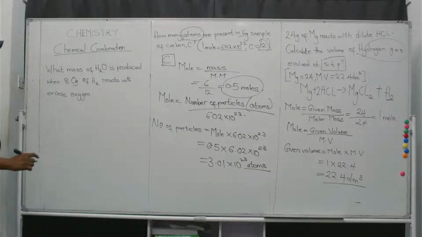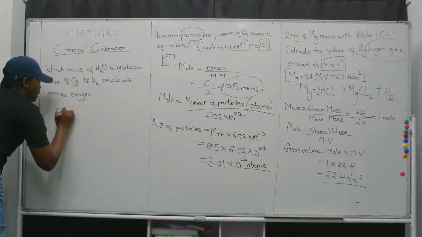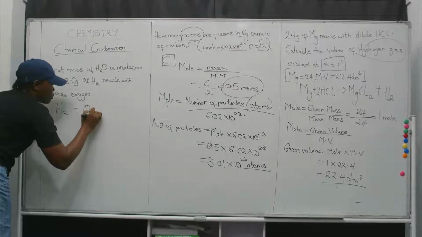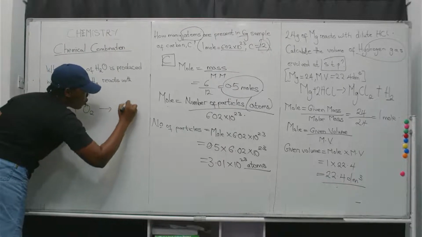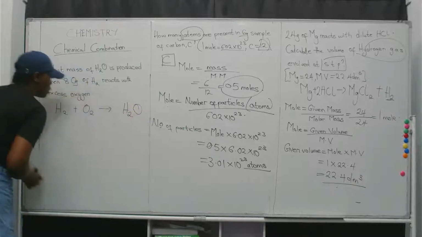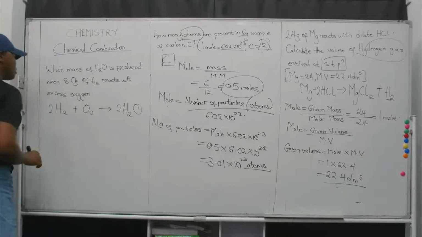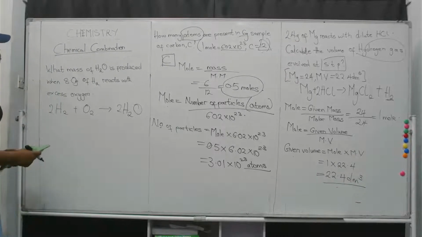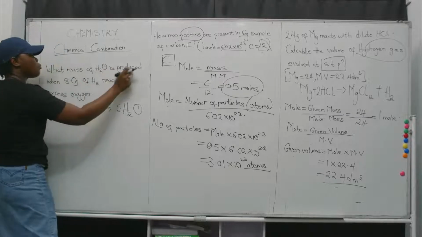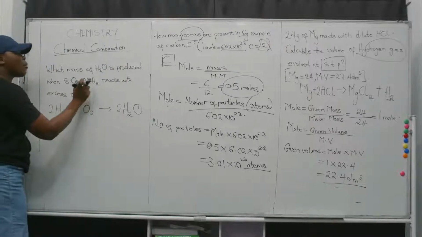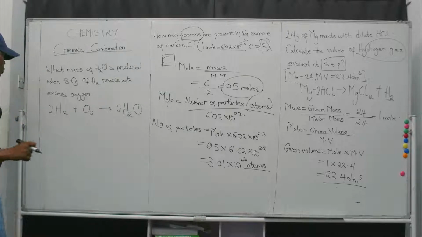The first thing to write would be the equation of reaction. Reaction of oxygen plus hydrogen. Oxygen plus hydrogen to give water. This equation is not balanced. 2 here, 2 here. And we are told to find the mass of water produced when 8 grams of hydrogen reacts with excess oxygen.